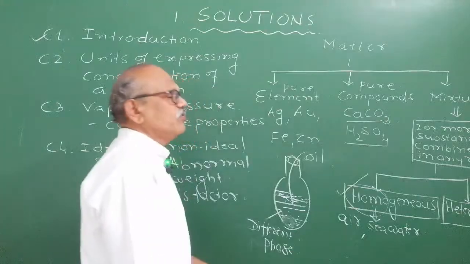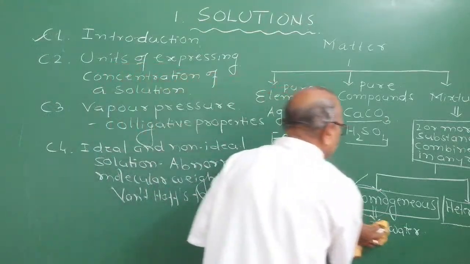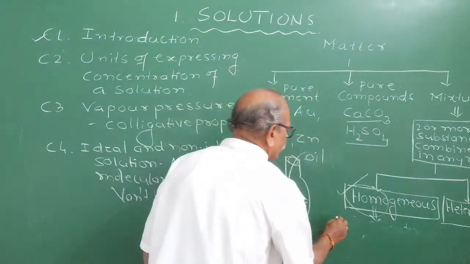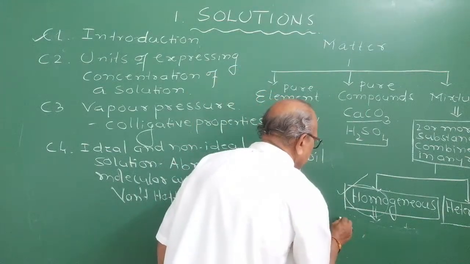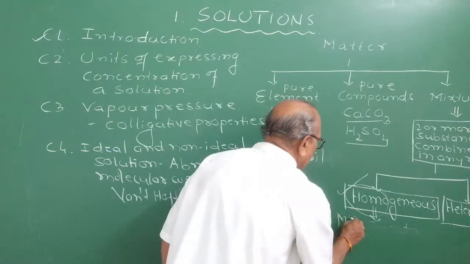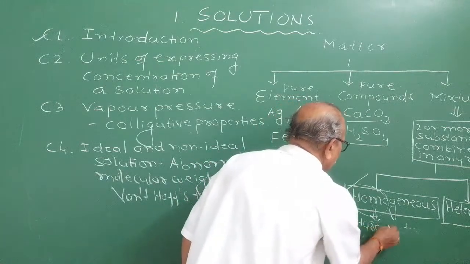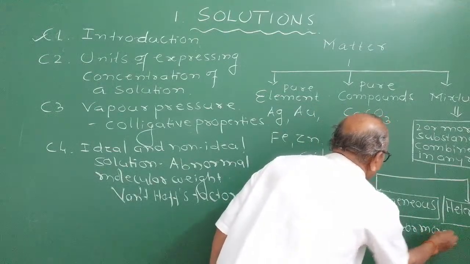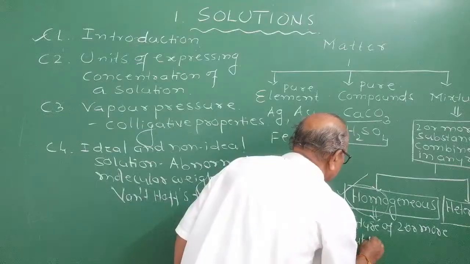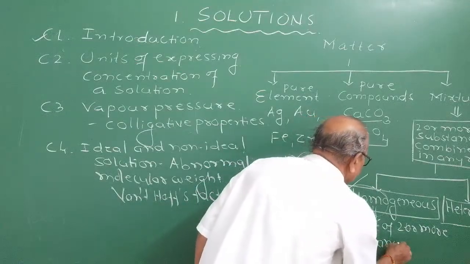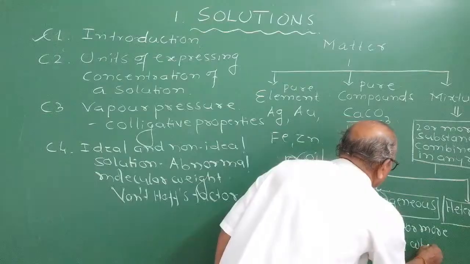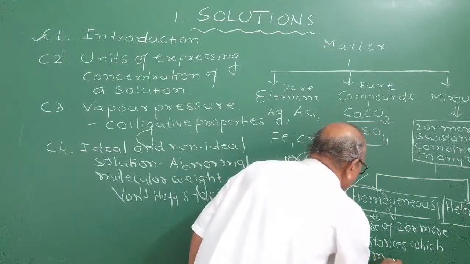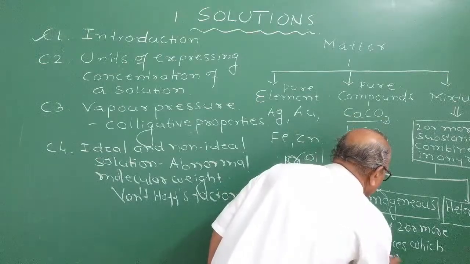Then what is the meaning of homogeneous mixture? A homogeneous mixture is a mixture of two or more substances which form one single phase.